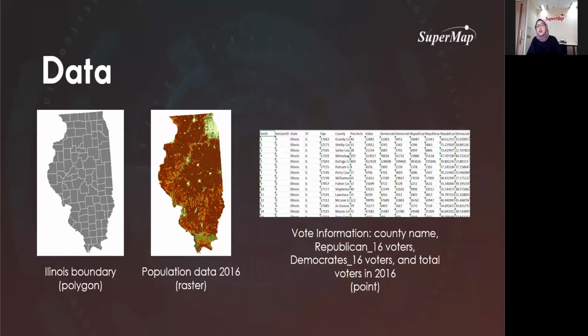And the last one is we will use the vote information, including the county name, the voters from both parties, and also the total voters. And the data is in the form of points.